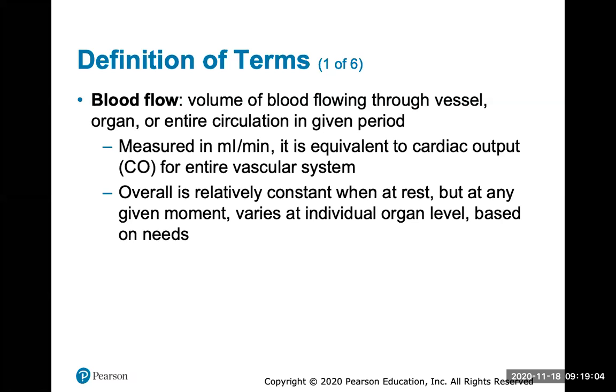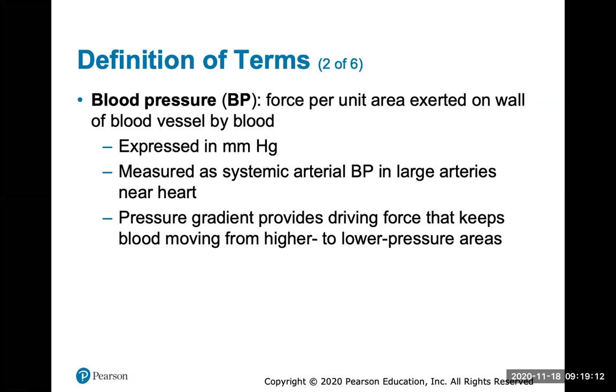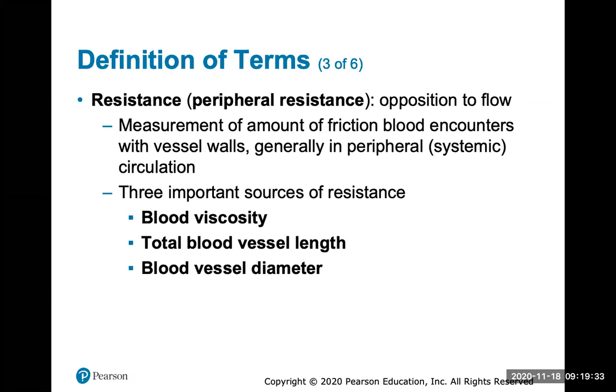Overall, it's constant at rest, but at any organ it can vary based on need. Blood pressure is the force per unit area exerted on a blood vessel wall, measured in millimeters of mercury, and it's measured as systemic arterial blood pressure in arteries near the heart. A pressure gradient provides a force that keeps the blood moving from a higher to a lower pressure area.